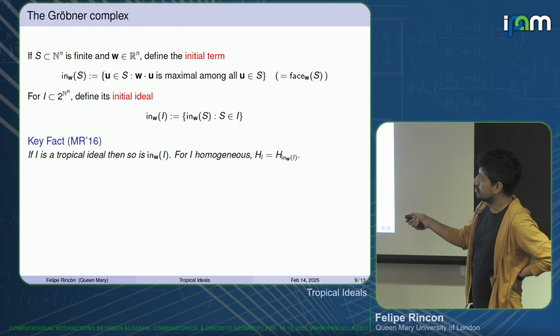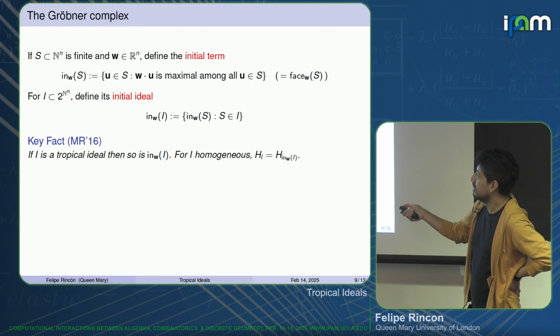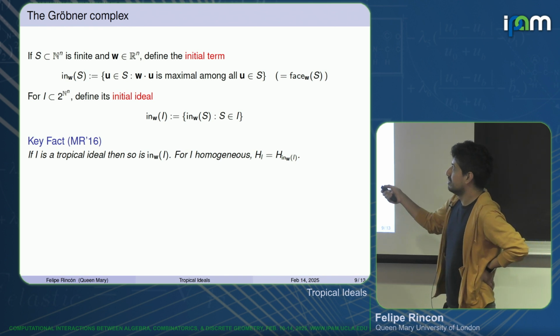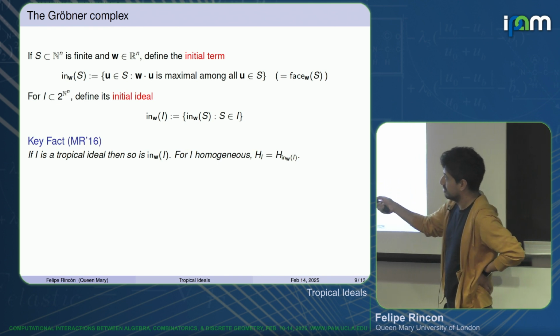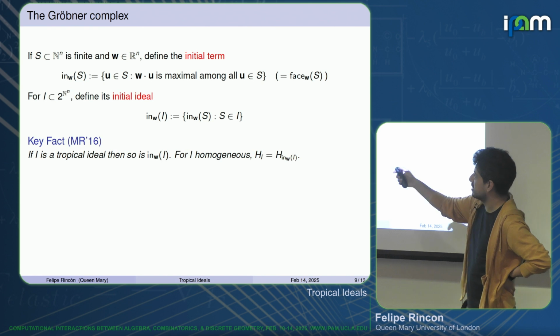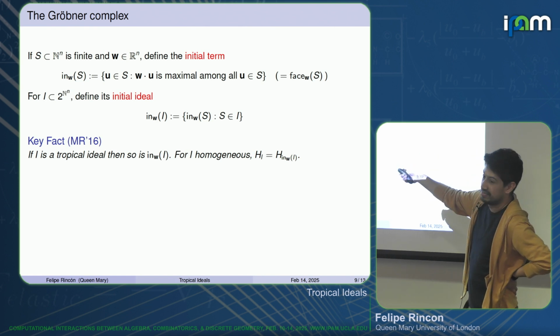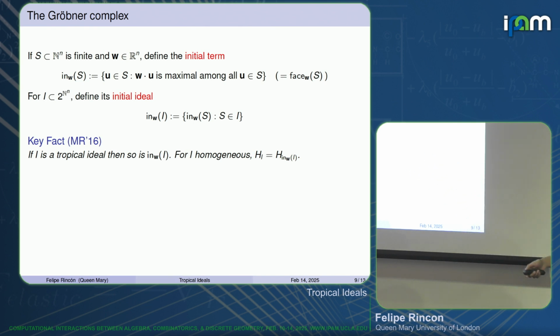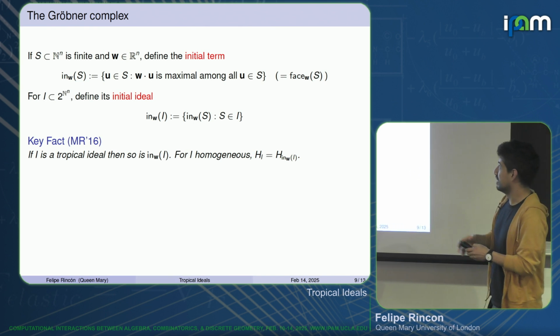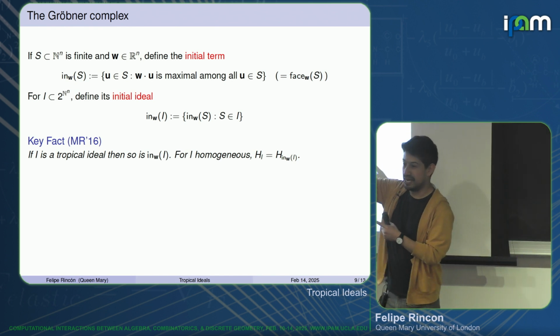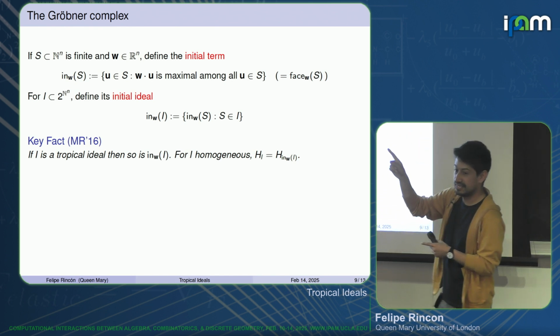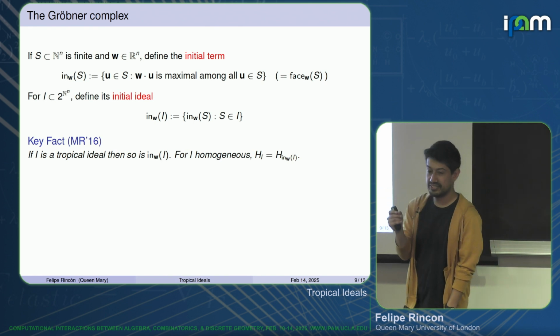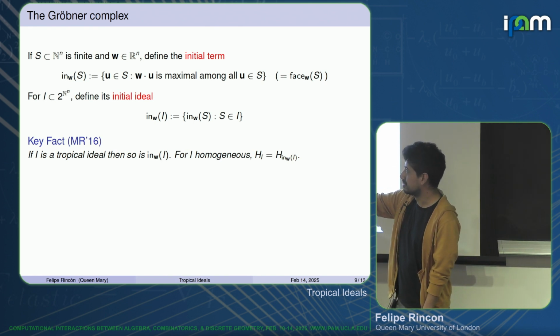Well, suppose you have a subset of lattice points, like one of these combinatorial polynomials, and you pick a weight vector, a vector that assigns a weight to every variable. Then you can define the initial term of your collection of lattice points as just the lattice points in your subset that maximize the weight, the dot product with w. If you'd like to think polyhedrally about this, it's the face that w is pointing out in your subset S. So that's the initial term of one single subset.